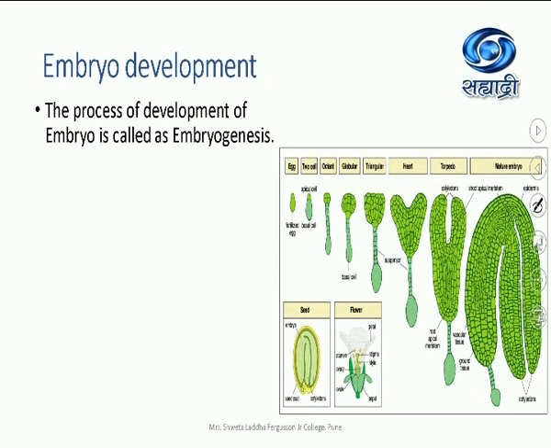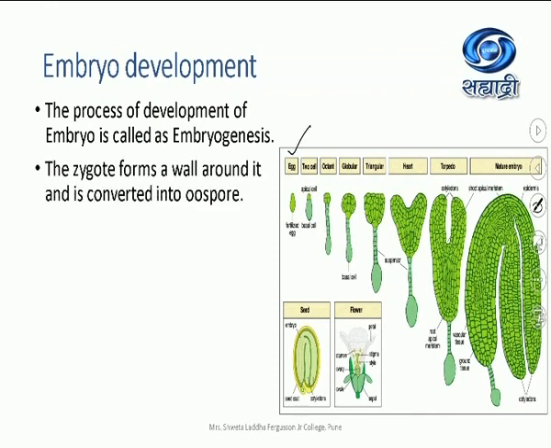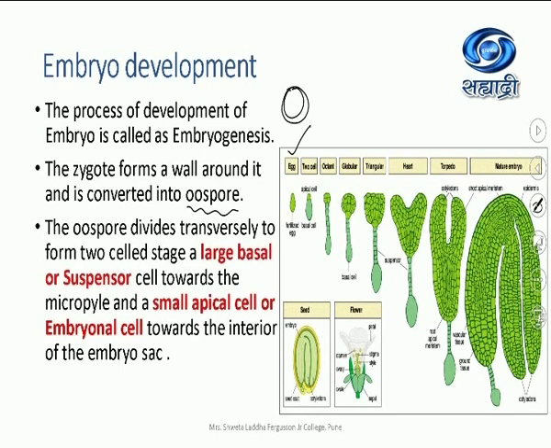After fertilization, the male gamete unites with the egg, syngamy occurs, and now the embryo will be formed. That process is called embryogenesis. So you can see in the first picture, what is there? The fertilized egg. The zygote forms a wall around it and is converted to form an oospore. So this zygote after fertilization forms a wall surrounding it, and what do we call it now? Oospore.